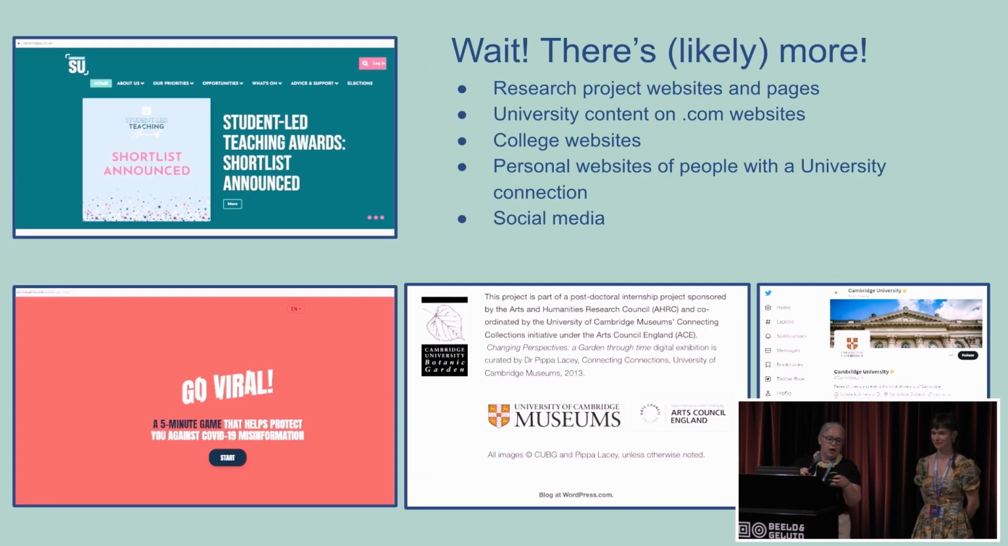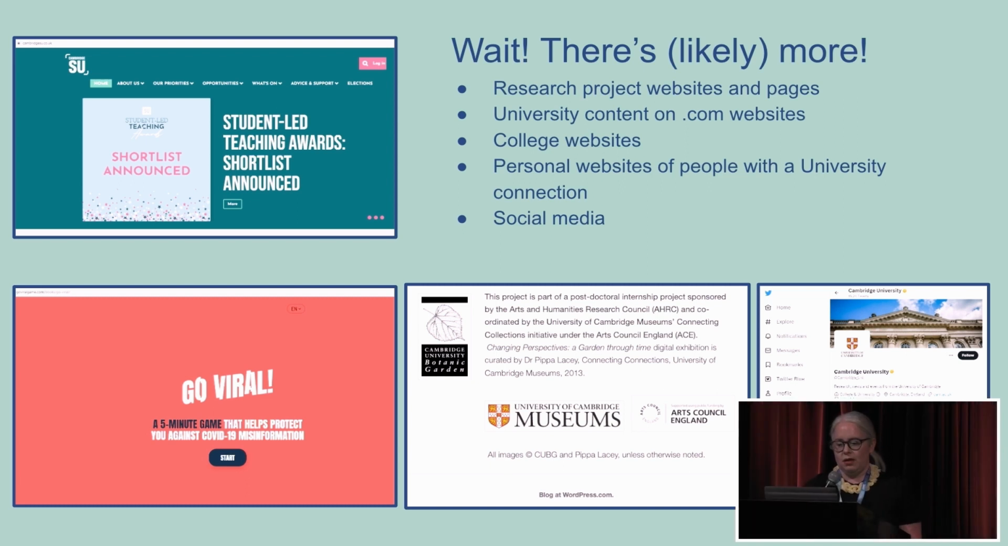And then before I pass you over to Leontien, just want to say there's likely more content that we could potentially be collecting. So research projects, project websites and web pages of the university, college websites who are kind of independent entities, but also part of the university, personal websites of academics or researchers, social media. So it's not just about the cam.ac.uk domain, it's much larger than we initially thought to consider.